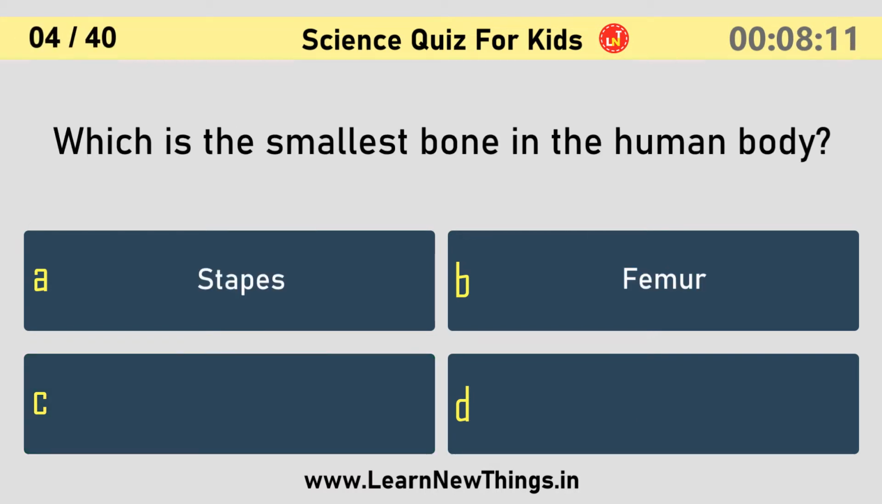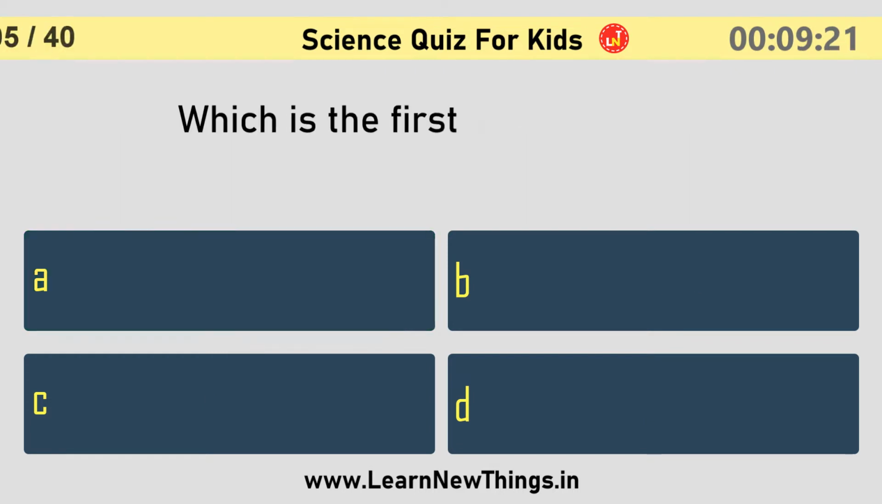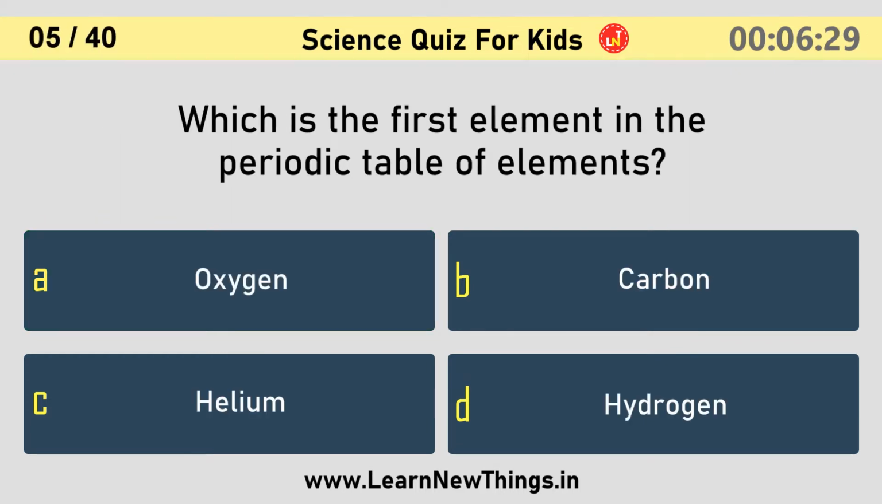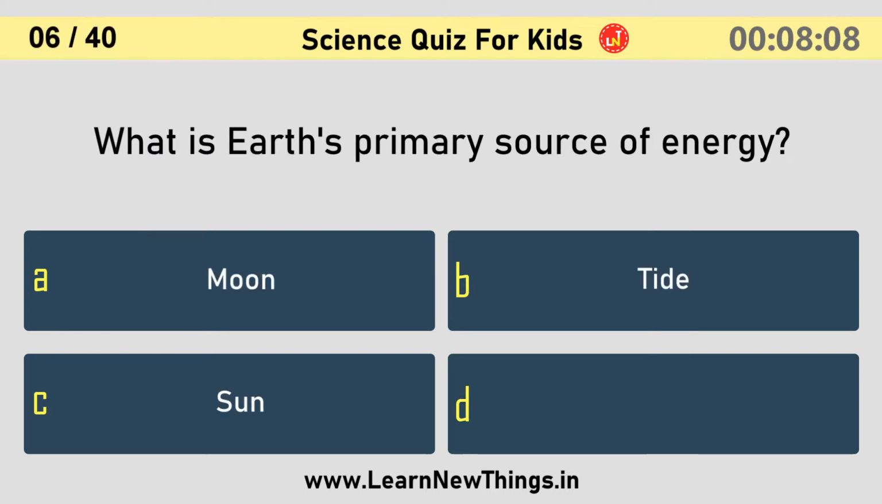Which is the smallest bone in the human body? Stapes. Which is the first element in the periodic table of elements? Hydrogen. What is Earth's primary source of energy? Sun.